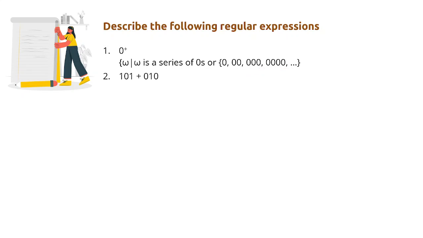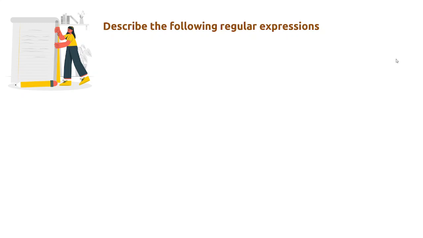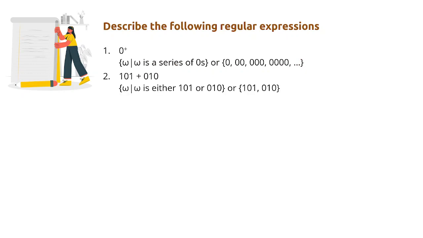101 plus 010. Words such that word is either, what happened? Ay, tama din. Sorry. Tama. So words such that the word is either 101 or 010. Pwede po dato siya ma-rewrite as kaning language. Mo lang niya itong language 101, 010.